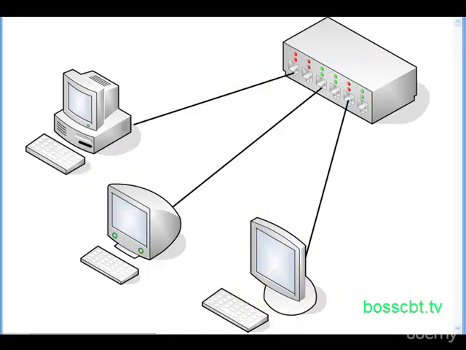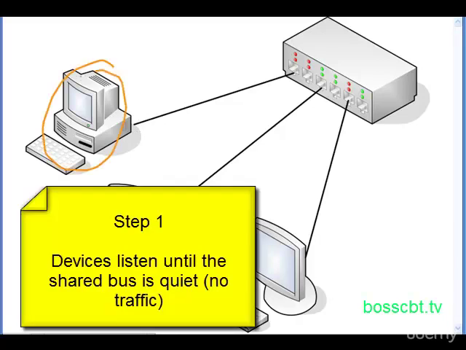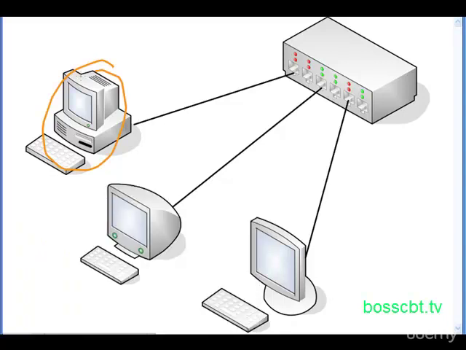Okay, we'll use our sample Ethernet network again, and we'll take a look at step one, which is pretty simple. Step one says, if this PC wants to source a frame, the first thing it does is listen to the Ethernet network. It listens to the shared bus to see if any traffic is on it, and what it's waiting for is for it to be quiet. So step one is to listen.